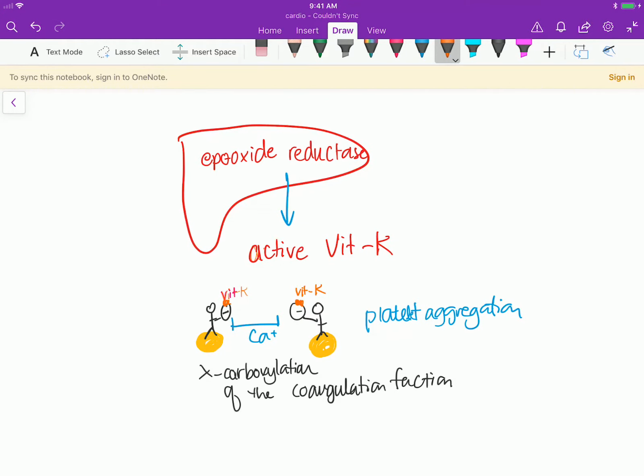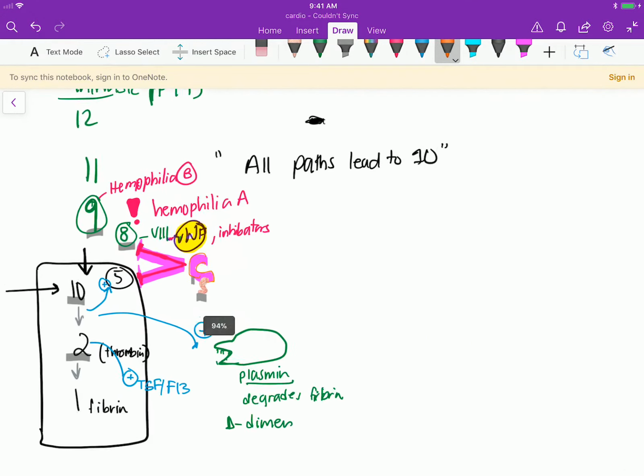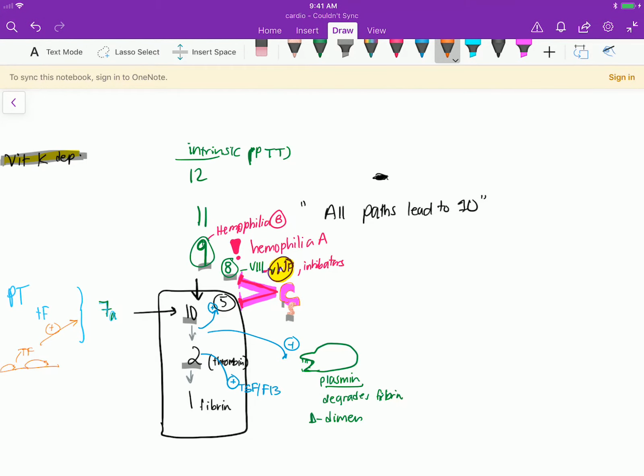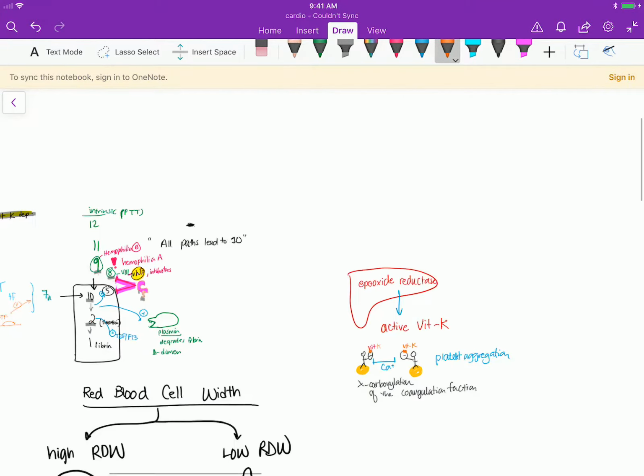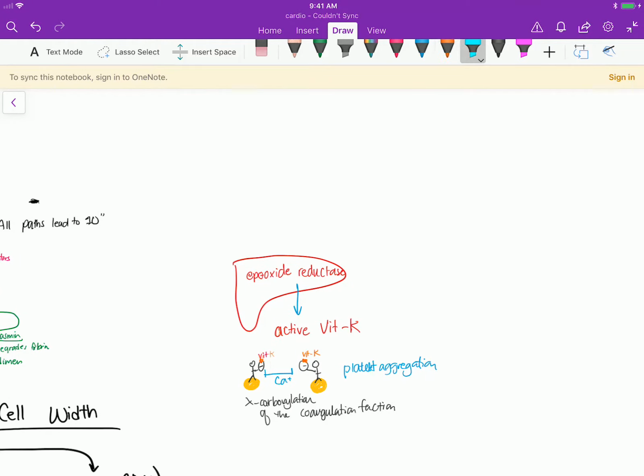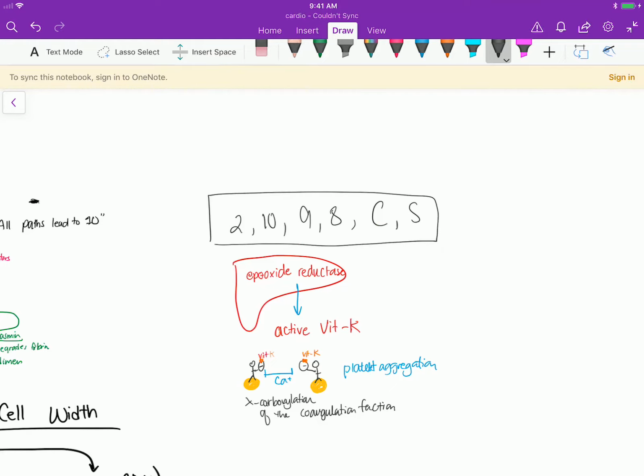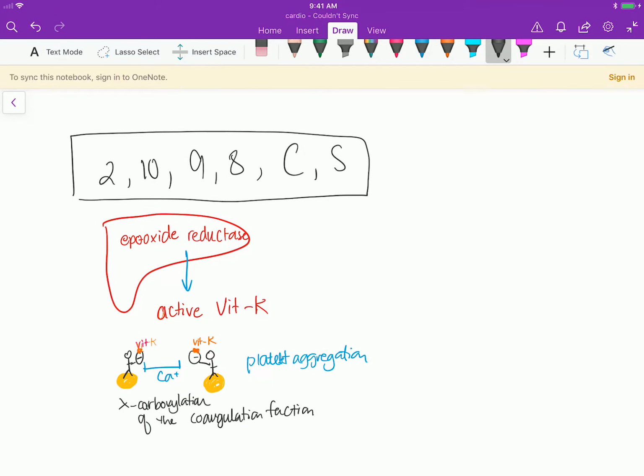Now, which factors are activated by calcium? Looking at our map here, the calcium-dependent factors are 2, 10, 9, 7, and protein C and protein S. So let's write them down right here. These factors are 2, factor 10, 9, 7, protein C, and protein S. These are all calcium-dependent. Now, what happens in warfarin is that warfarin ends up decreasing C and S way more because they have a shorter half-life.